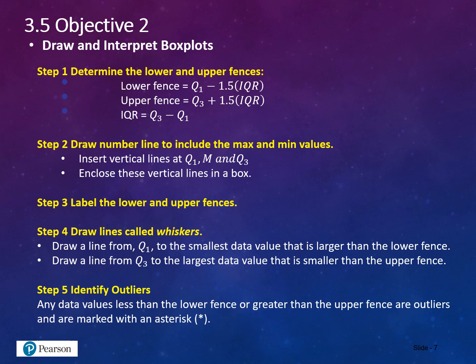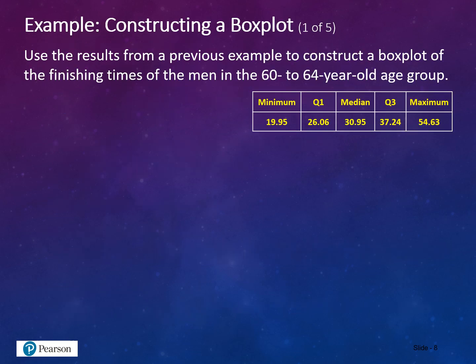Finally, we identify any outliers. Remember that any data values less than the lower fence or greater than the upper fence are called outliers. And on this number line, on this box plot, we mark them with an asterisk. So let's look at an example.